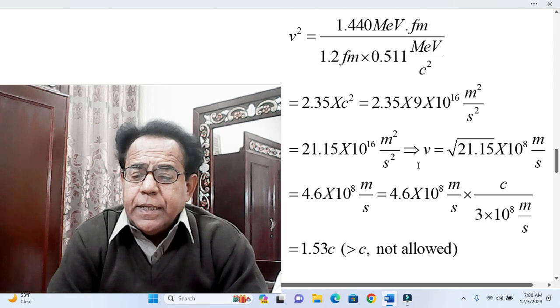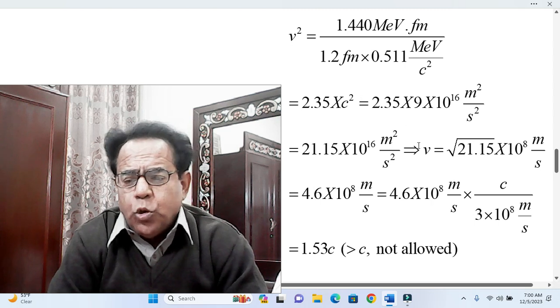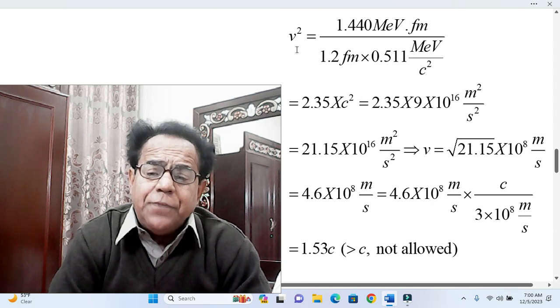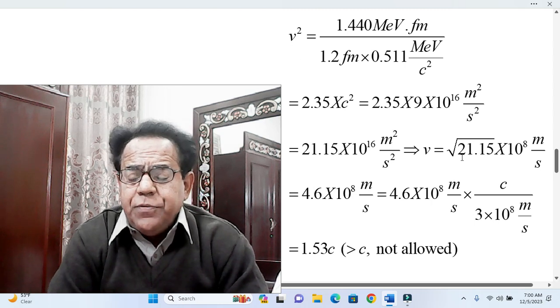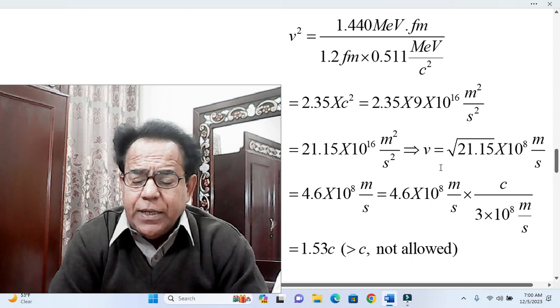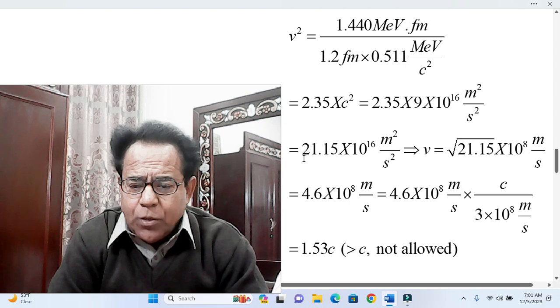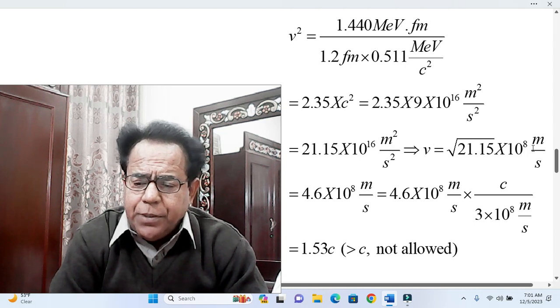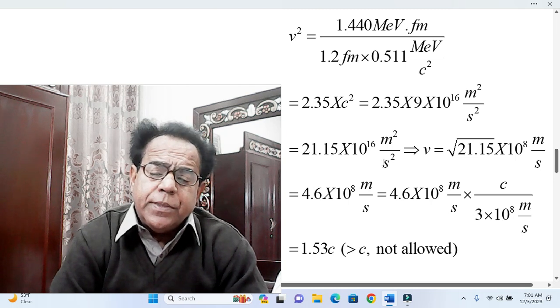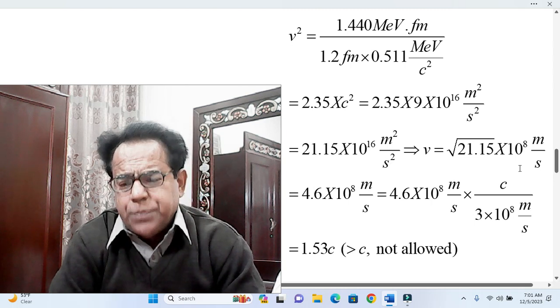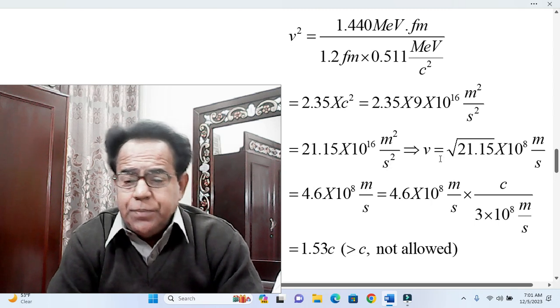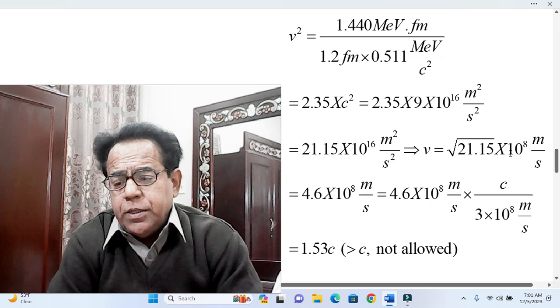This implies that v will be equal to, now we will take the under root on both sides, because we do not have to find the value of v square, we have to find the value of v. So we will take the under root on both sides. When we take the under root on both sides, v square will become v, and the under root of this will become 10 raised to the power 8. Moreover, the under root of meter square will become simply meter, and the under root of second square will become simply second. So our v will become equal to this under root into this.